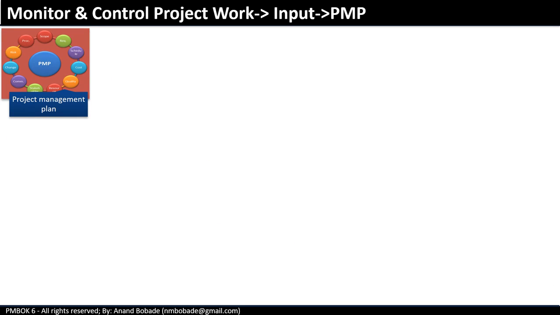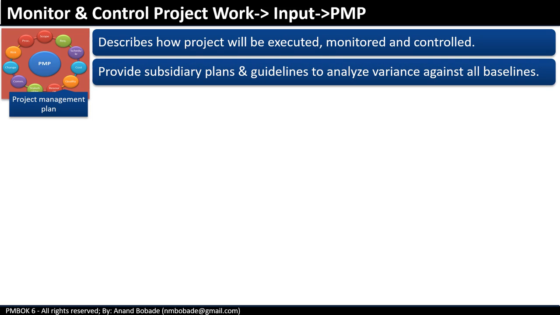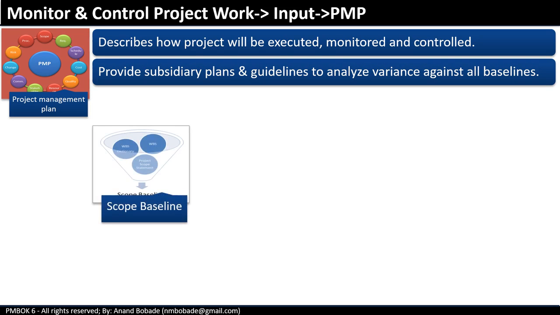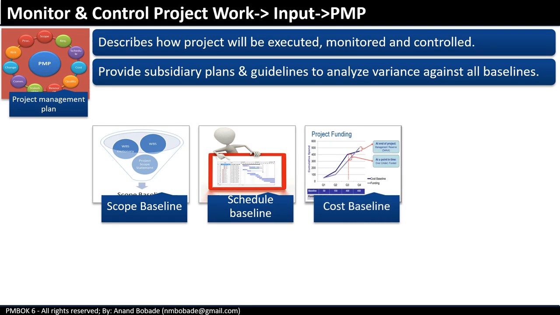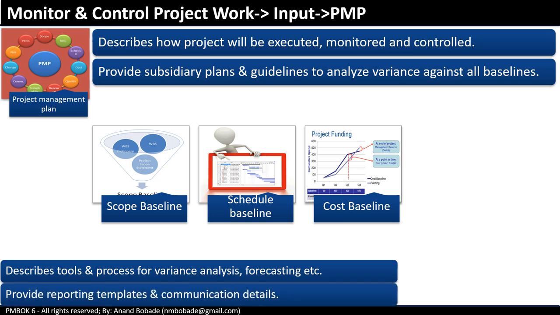Project management plan. The project management plan describes how the project will be monitored and controlled. Of course, it talks about a lot of things, but here the focus is on how to monitor and control. It also gives you subsidiary plans and guidelines to analyze variances against all baselines. What are those baselines? It can be the scope baseline, schedule baseline, or cost baseline. It also describes tools and processes for variance analysis and forecasting, and provides reporting templates and communication details to create specific reports and communicate them through the communication processes.